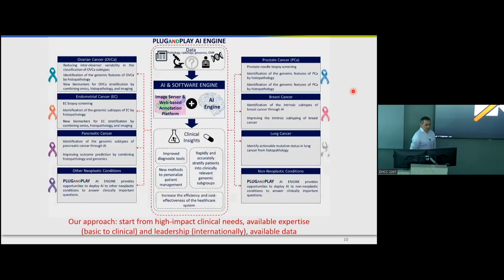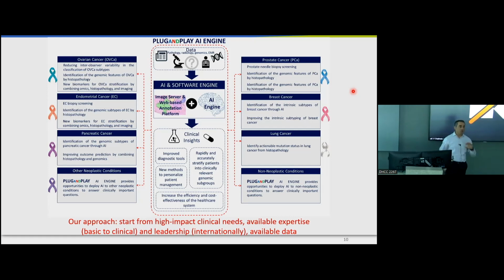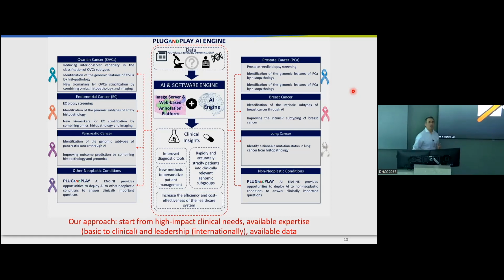So the goal is to try to build what I call a plug and play AI engine in the middle. You would get the slides and potentially, down the road, electronic medical records, radiology data, and omics data, and then use AI and machine learning to identify diagnostic, prognostic, or predictive markers for cancer. And we build it in a way that if you have a new question for a given cancer, it's modular enough that you don't need a lot of resources to start a new project. That's what we call plug and play.